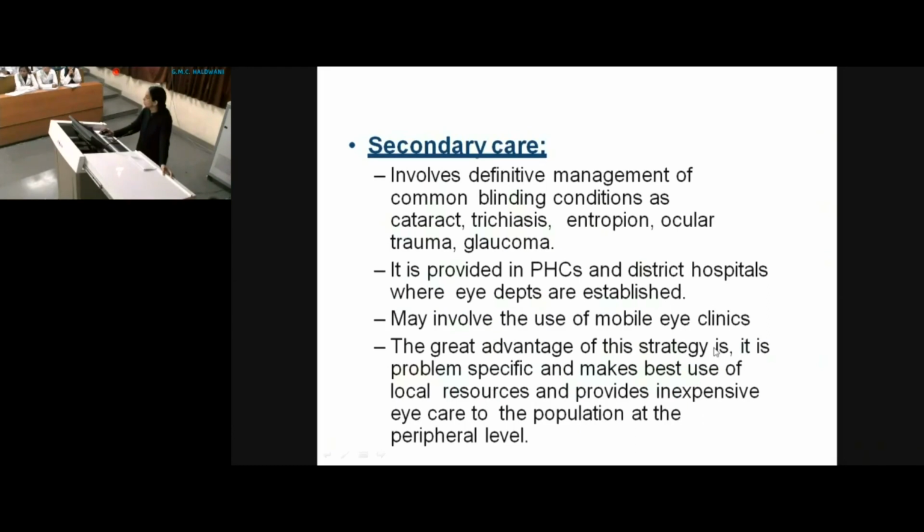It may involve the use of mobile eye clinics also, in peripheral parts or where these facilities are not available or hard to reach areas. The great advantage of this strategy is it is problem specific and makes best use of local resources and provides inexpensive eye care to the population of the periphery.